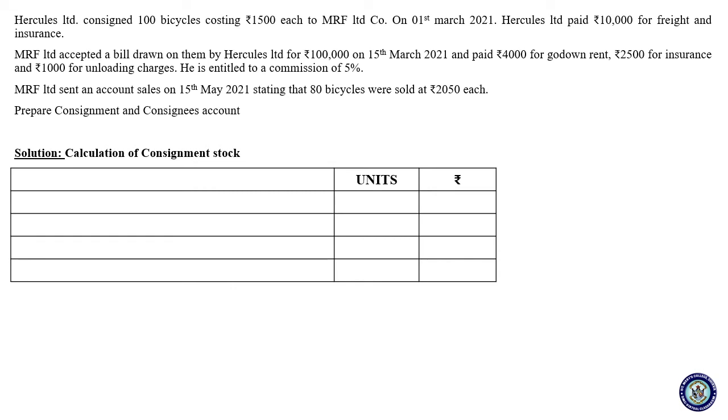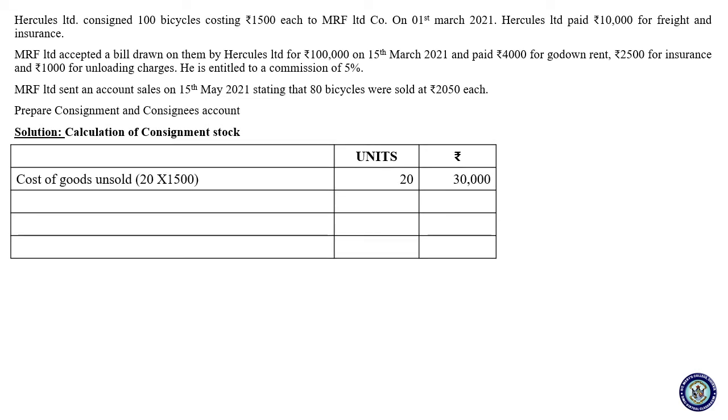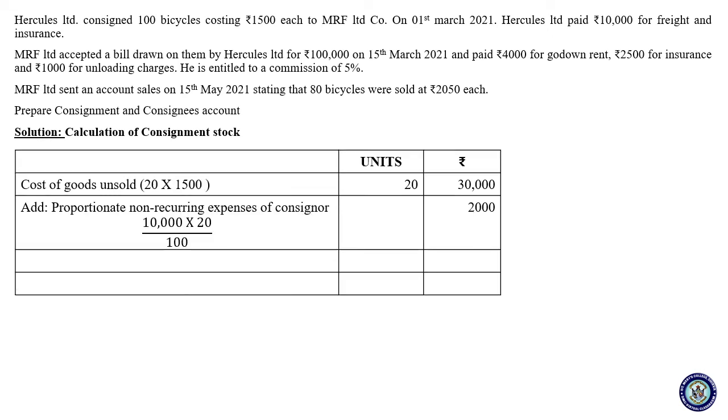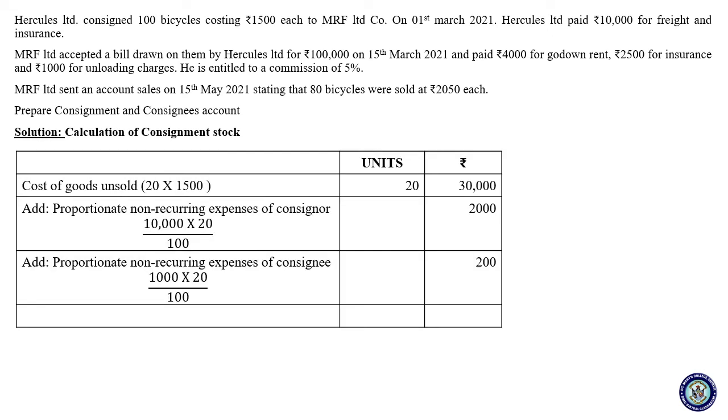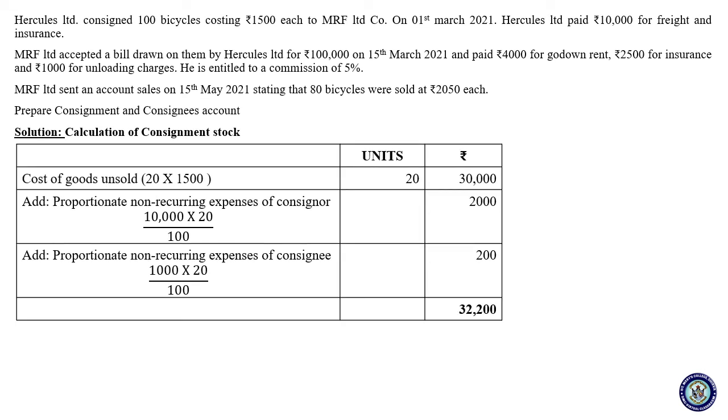Okay, now check your answer. So first you have to take the cost of goods unsold. So unsold 20 into 1500 comes to 30,000. Then proportionate expenses of consignor and proportionate expenses of consignee. Total it is 32,200. So if you have done it right, then you draw the lines for consignment and start preparing the consignment account.